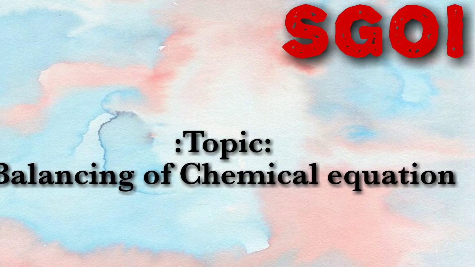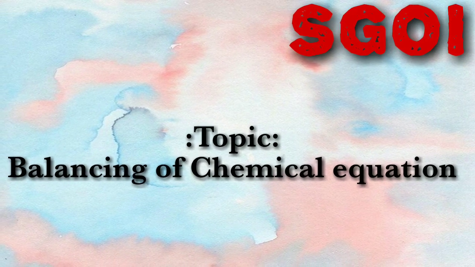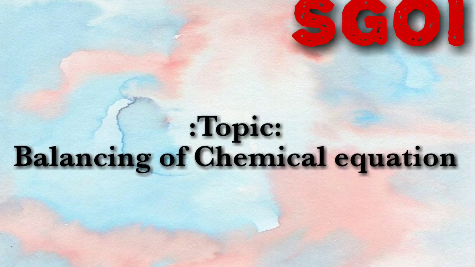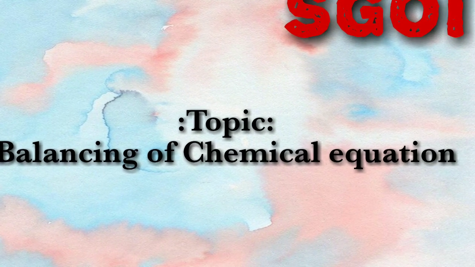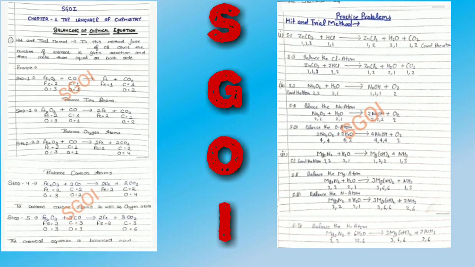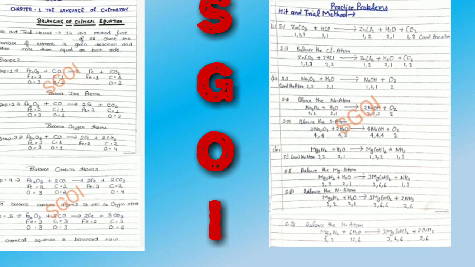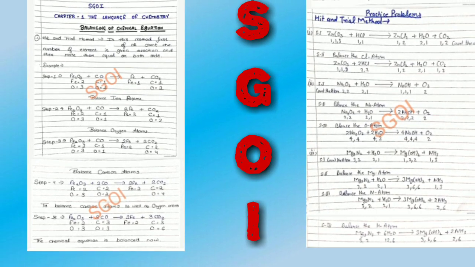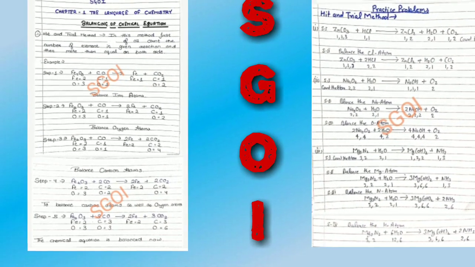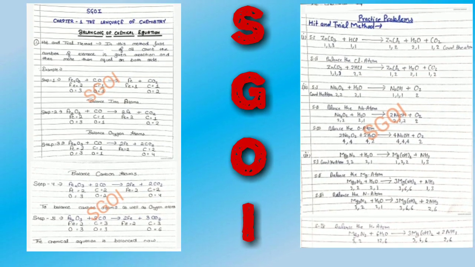Student, today I am going to revise the balancing of chemical equations. There are two methods for balancing a chemical equation. The first one is the hit and trial method and the second one is the partial equation method. Today I am discussing the hit and trial method.